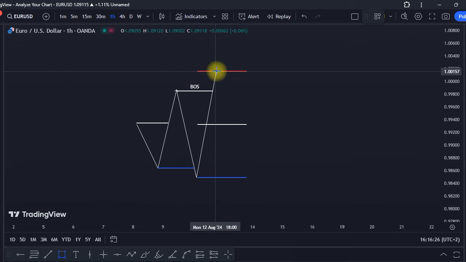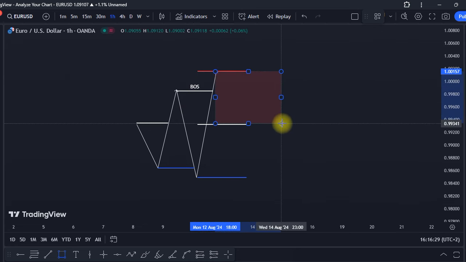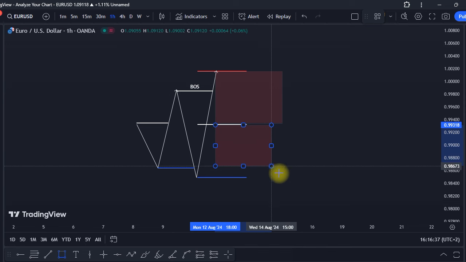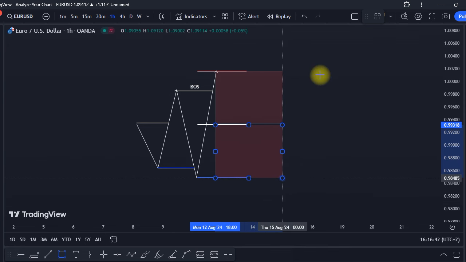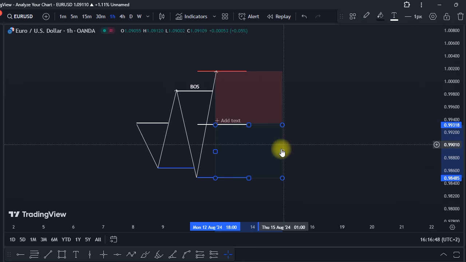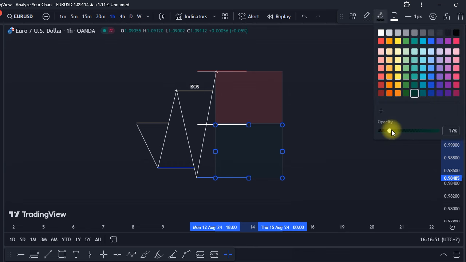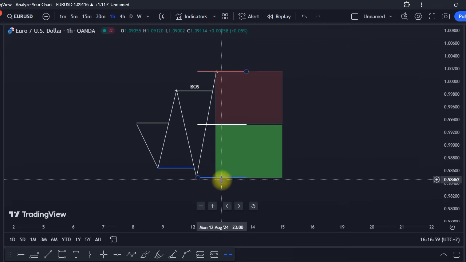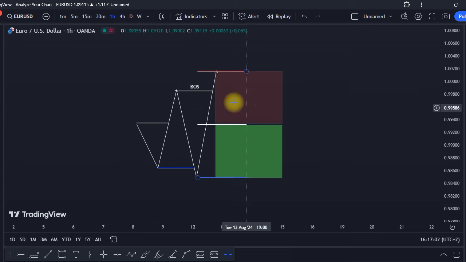Now this area that I'm highlighting right now with red, this is the premium area. Okay guys, this is the premium area, and this area over here that I'm going to highlight with green is going to be our demand, our discount area. So we have the high, the low, the equilibrium, and then we have the premium area and the discount area.